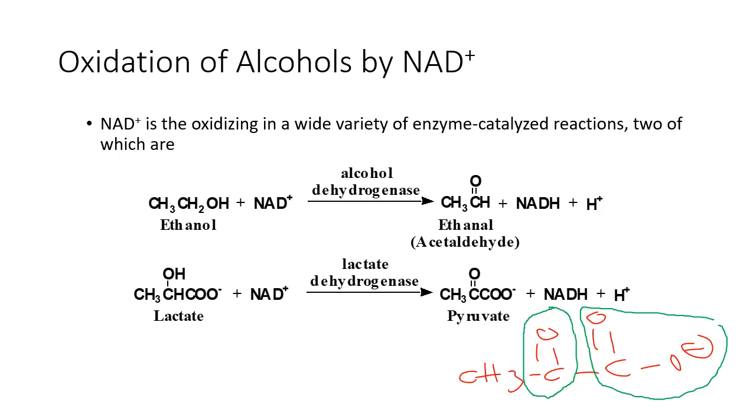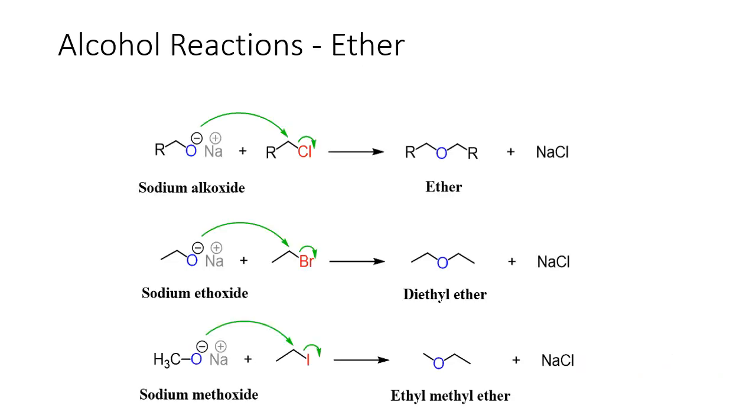Alright, let's talk about the last two reactions that matter to us in alcohols. The first reaction is the formation of ether. Ether can be synthesized from alcohol. How do we synthesize the ether functionality? First, you need to know the general formula of an ether.